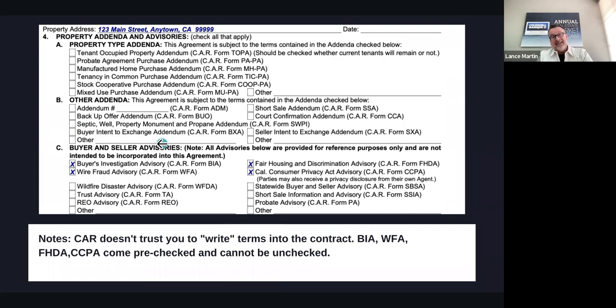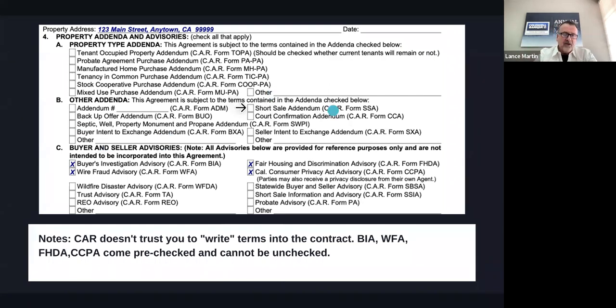Buyer's intent to exchange addendum. I represent the buyer. I'm writing the offer. I'm letting the seller know at the time I'm writing the offer, this is a 1031 exchange. The buyer is exchanging into this particular property. Very simple form, and you, of course, will need to get that executed. The other, again, we can go crazy with that.